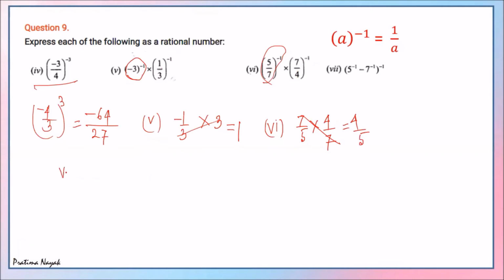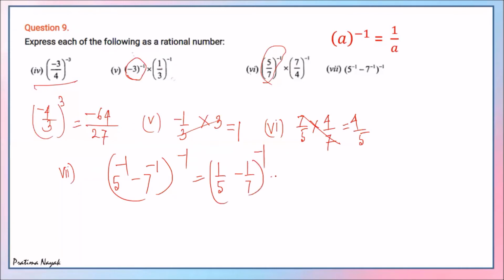Then coming to the seventh part. 5 to the power minus 1, minus 7 to the power minus 1, whole to the power minus 1. What is 5 to the power minus 1? 1 by 5. 7 to the power minus 1 is 1 by 7. First simplify, take the negative power. It will be how much? 35, 7 minus 5, so 2 by 35 to the power minus 1. How to make it positive? Change the numerator to denominator and denominator to numerator. This is the answer.